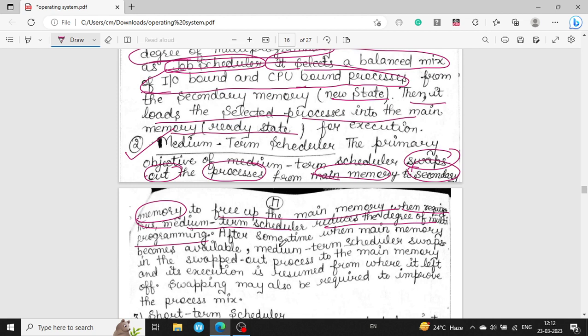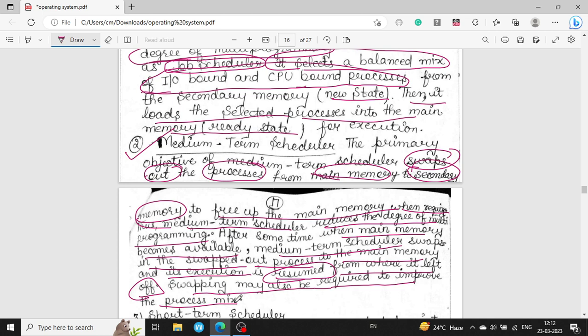After some time, when main memory becomes available, the medium-term scheduler swaps the swapped-out process back into main memory, and its execution is resumed from where it left off. Swapping may also be required to improve the process mix. What is improved? The process mix. I again repeat, what is a medium-term scheduler?